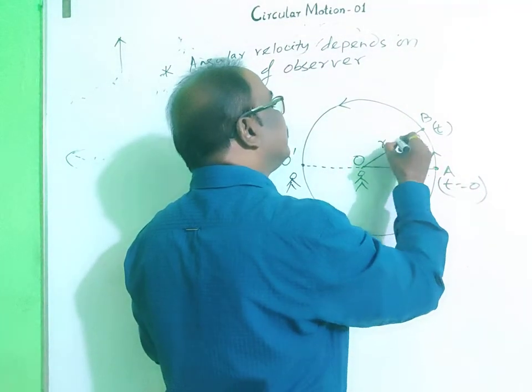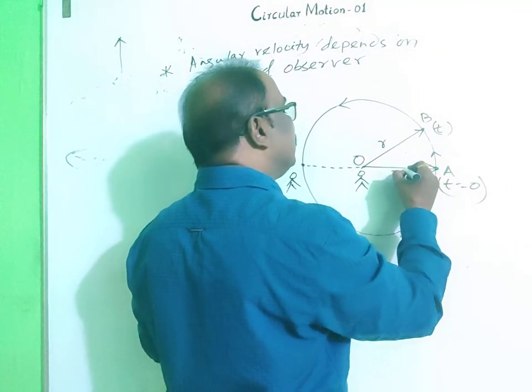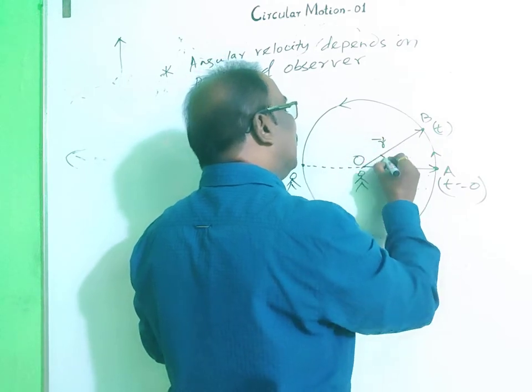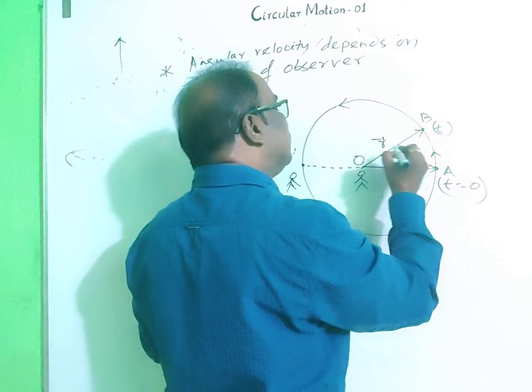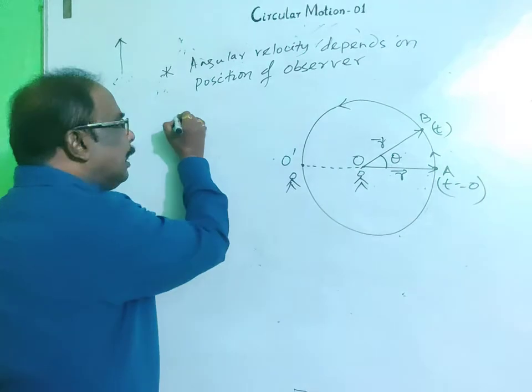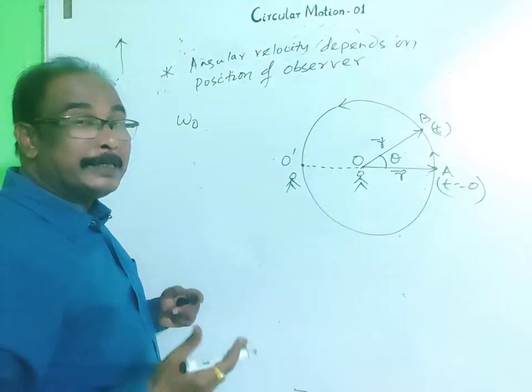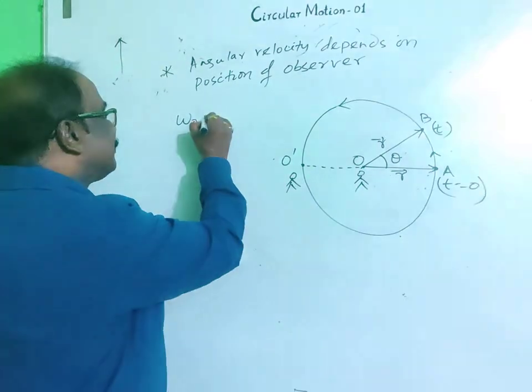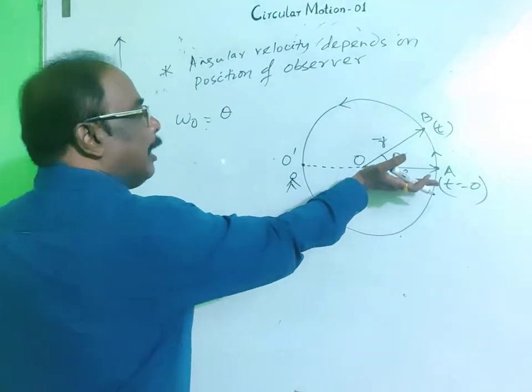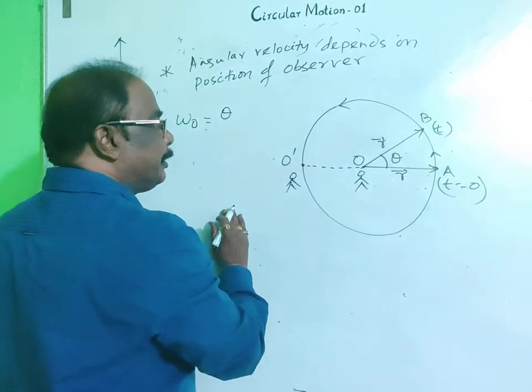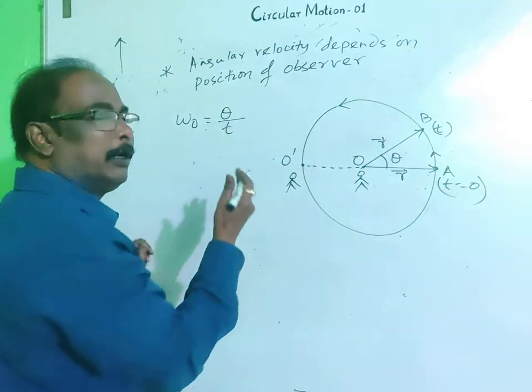This is the radius or position vector. And the angle subtended here is theta. Then the angular velocity as observed by O, which is at the center, is equal to total angle theta, as he observes, divided by total time T. Is it clear?